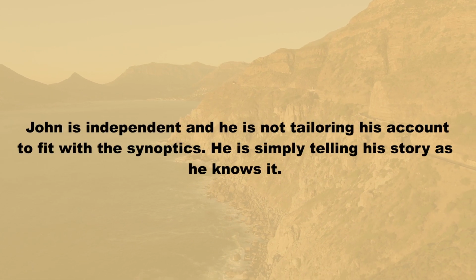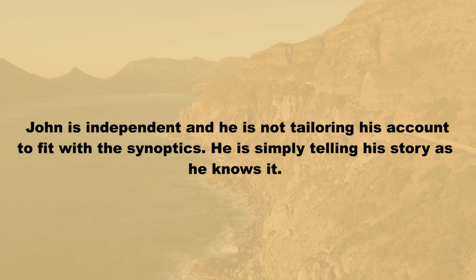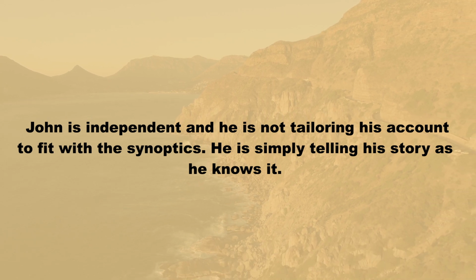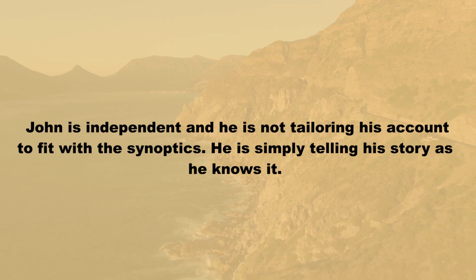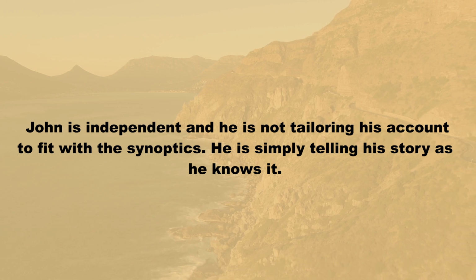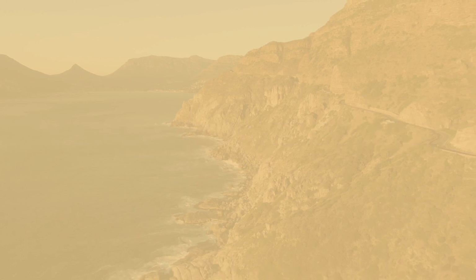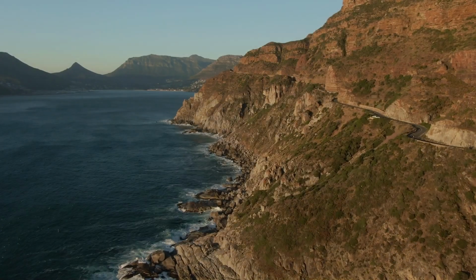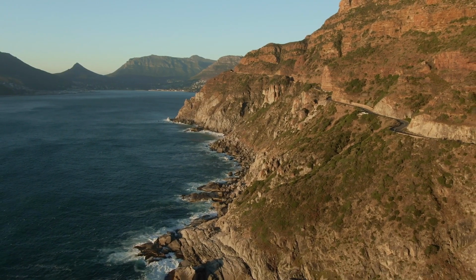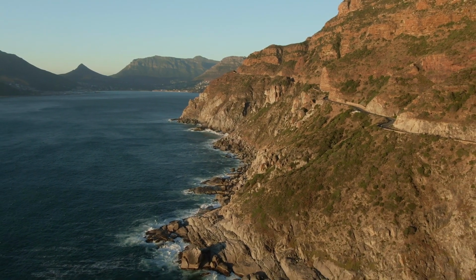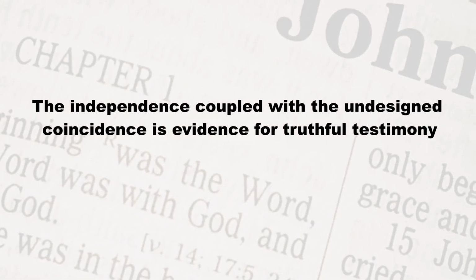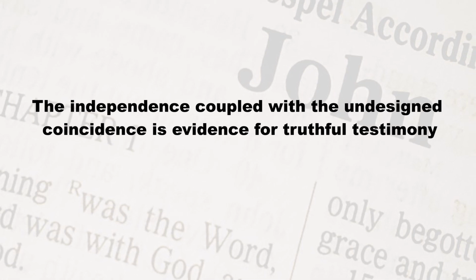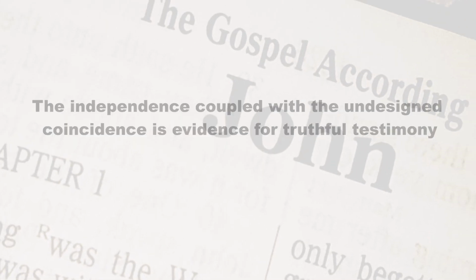The independence of the accounts is quite obvious. John is not tailoring his account to fit with the synoptics in subtle ways. He's telling his own story as he knows it, so we can take it that when John's account of this event does fit together in casual detail with the synoptic gospels, it is not a result of fabrication at all. The clear independence of the accounts makes these subtle coincidences evidence for the truthful testimony of the disciples.